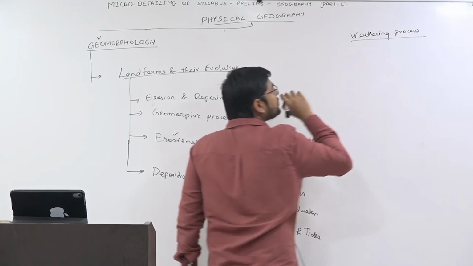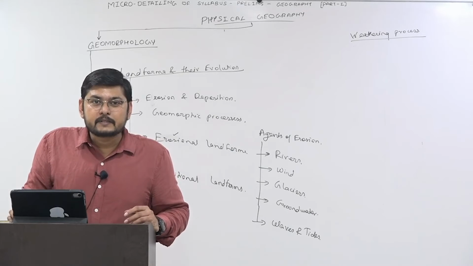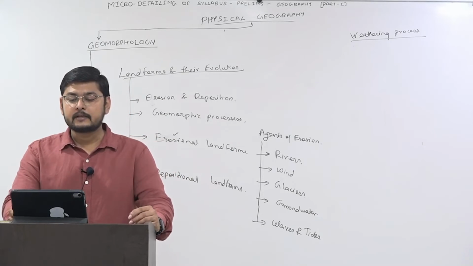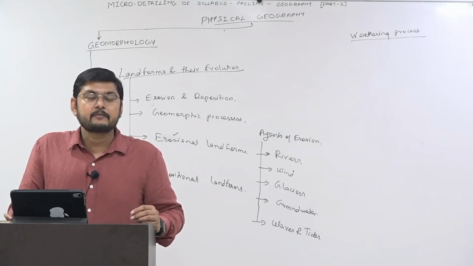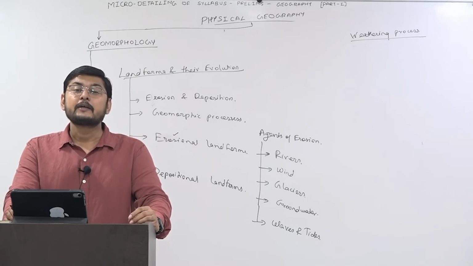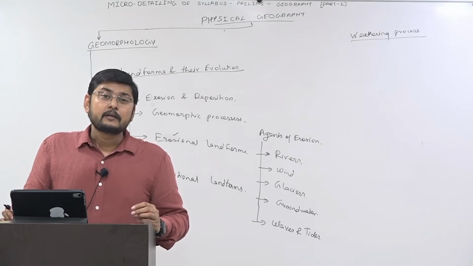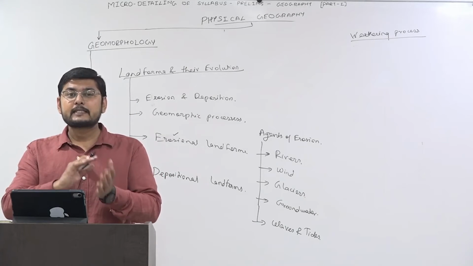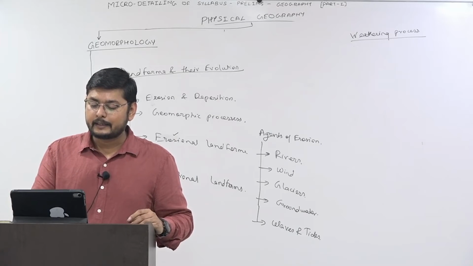The weathering process: what is weathering, and what are the different factors related to the weathering process? What are the different processes, for example chemical processes, biological processes, physical weathering, hydration, oxidation, reduction, and how are these processes helping in weathering? We'll be studying them in quite detail.